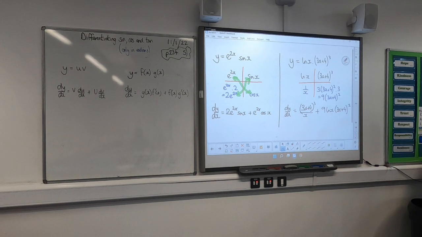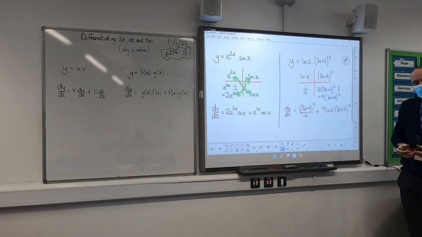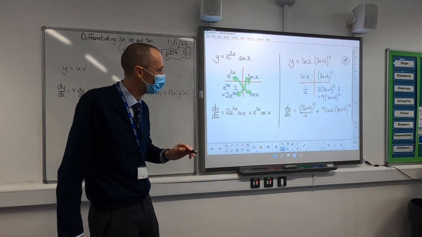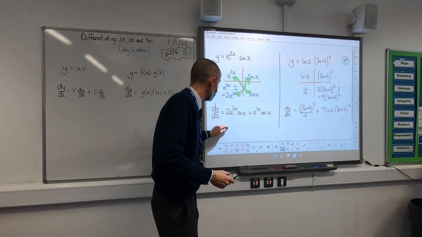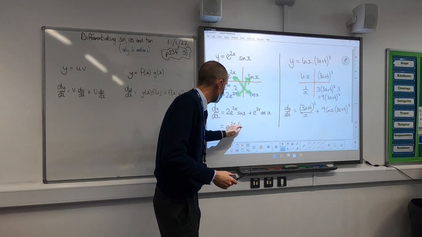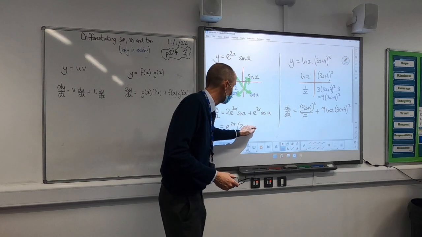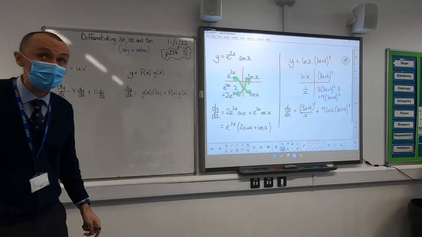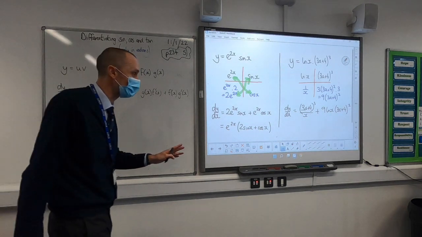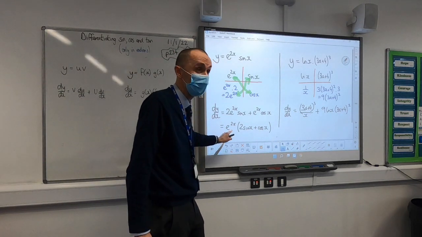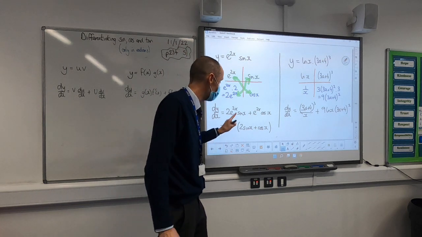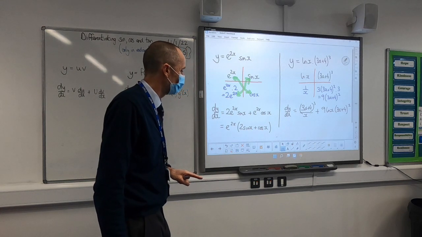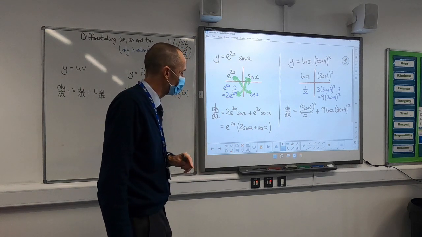Should we just dip our toe into the whole factorisation thing? So here, both terms have got an e to the 2x in. So I could write that as e to the 2x times 2 sine x plus cos x. And if I was looking for turning points, I would then be able to say, right, well, it's when that equals 0. That never equals 0. And when that equals 0, which would give me an expression in tan.